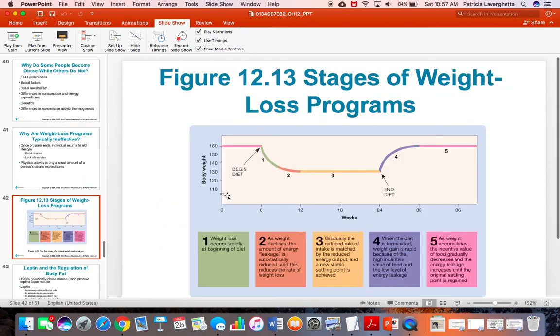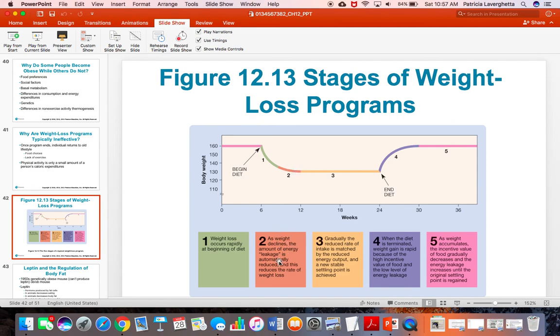And you can see here the stages of weight loss programs. This is the beginning of the diet. So you can see this is a person here. They lose, and they go back. The yo-yo effect, right? Weight loss occurs rapidly at the beginning. This happens to a lot of folks. As weight declines, the amount of energy "leakage" is automatically reduced, and this reduces the rate of weight loss. This is compensatory. As you lose weight, it becomes more and more difficult to lose additional weight.